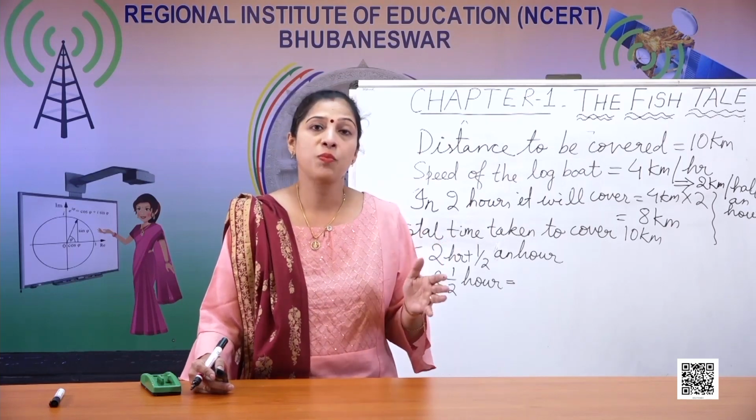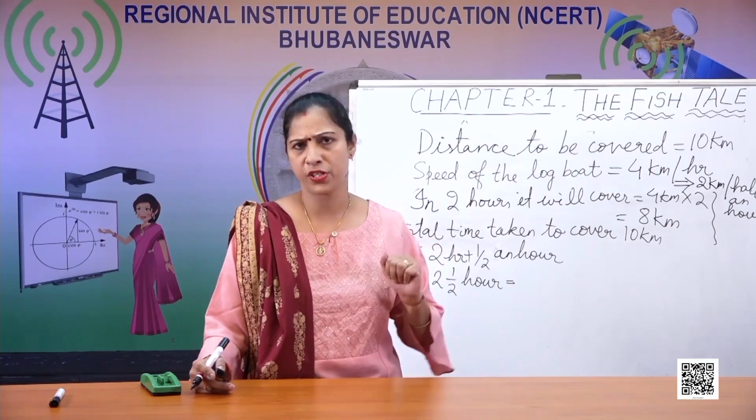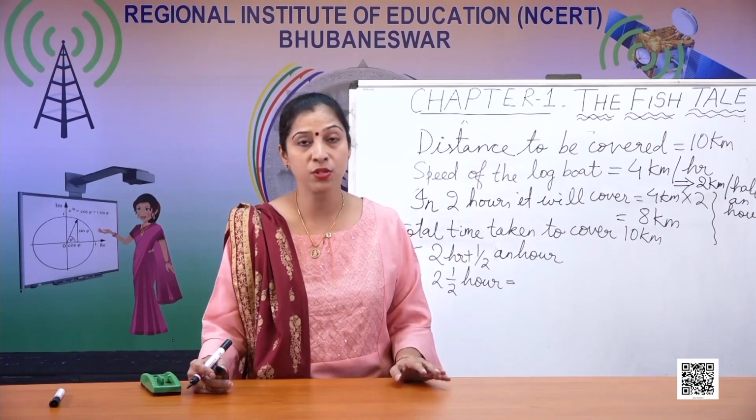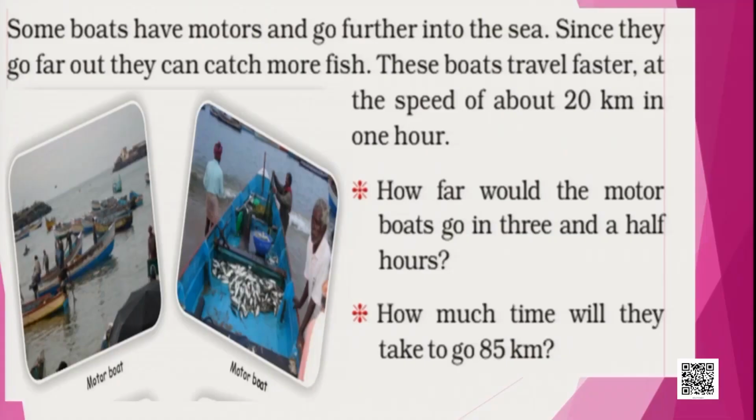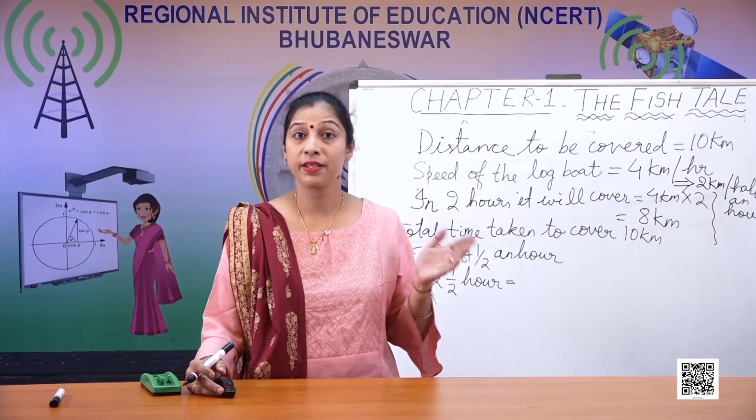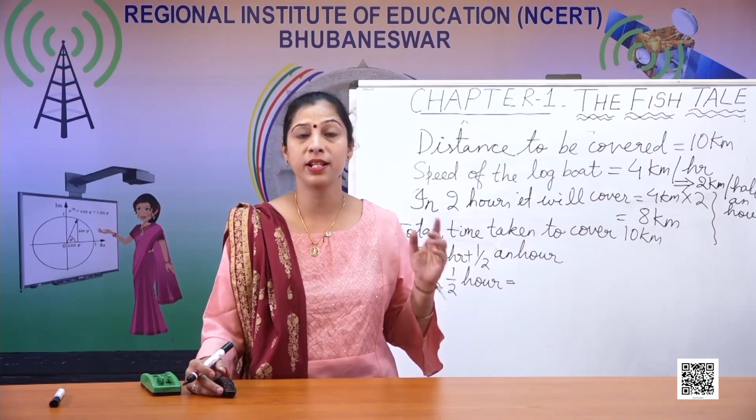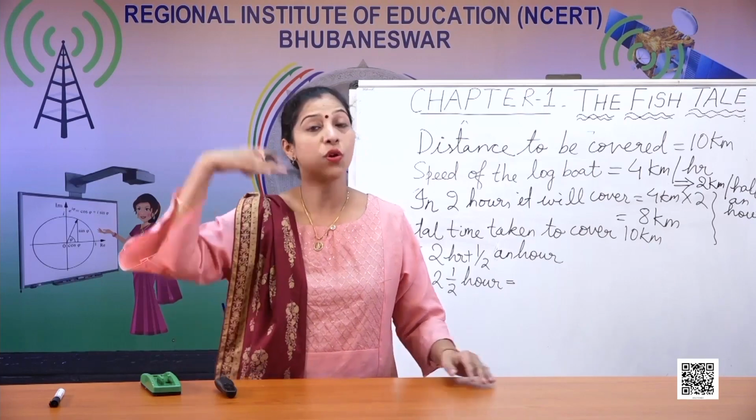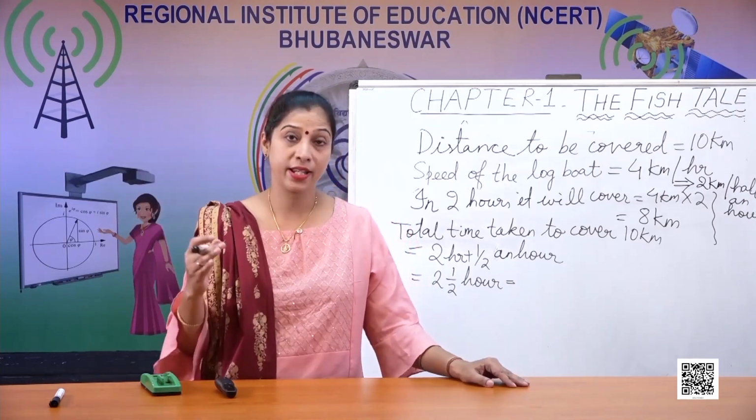Now, these are the log boats which are used by the normal fisherman. But there are some other boats which are also used to catch fish. Let's see. Some boats have motors and go further into the sea. Since they go far out, they can catch more fish. These boats travel faster, at the speed of about 20 kilometers in 1 hour. Imagine the log boat was traveling 4 kilometers in 1 hour, and boats with motors can travel up to 20 kilometers in 1 hour.